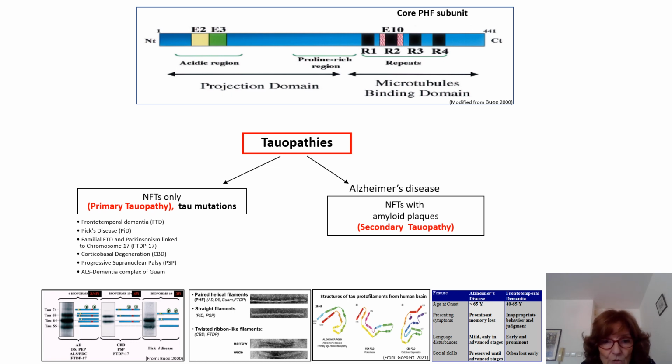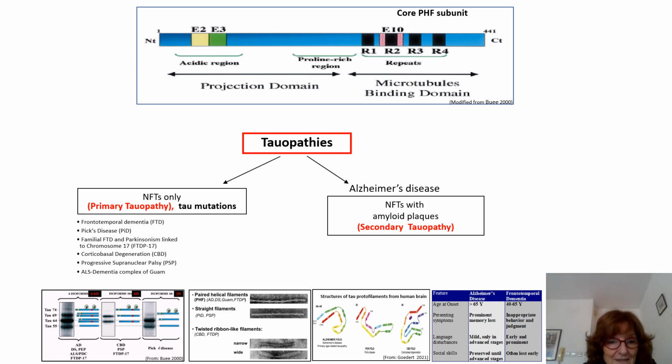The tangle pathology can appear as a primary tauopathy, among the other tauopathies, diseases which are related to tau. Primary tauopathies have tangles only, in many cases due to mutations in tau, or as a secondary tauopathy like Alzheimer's or Down syndrome, in which it goes together with amyloid or even secondary to it, and there's no mutation of tau causing amyloid, causing Alzheimer's.